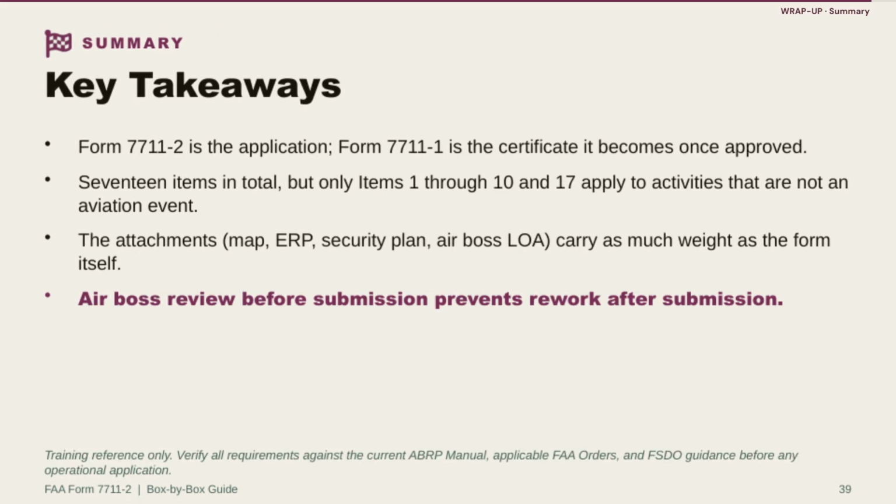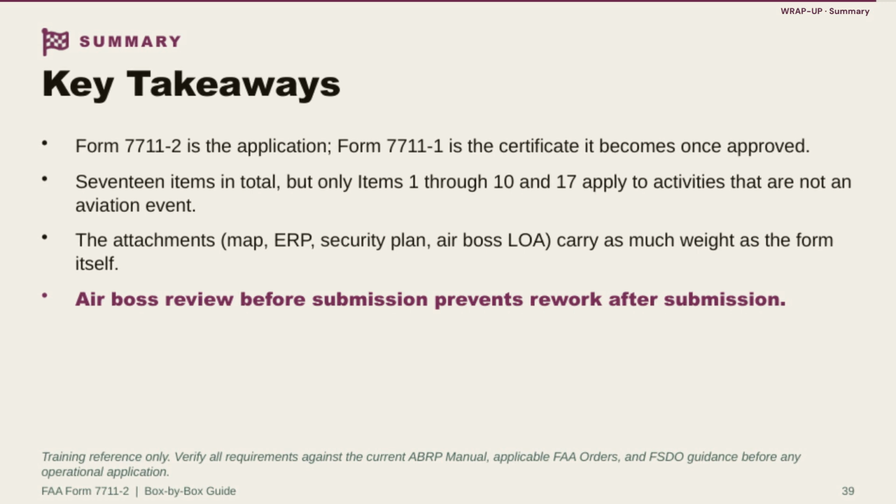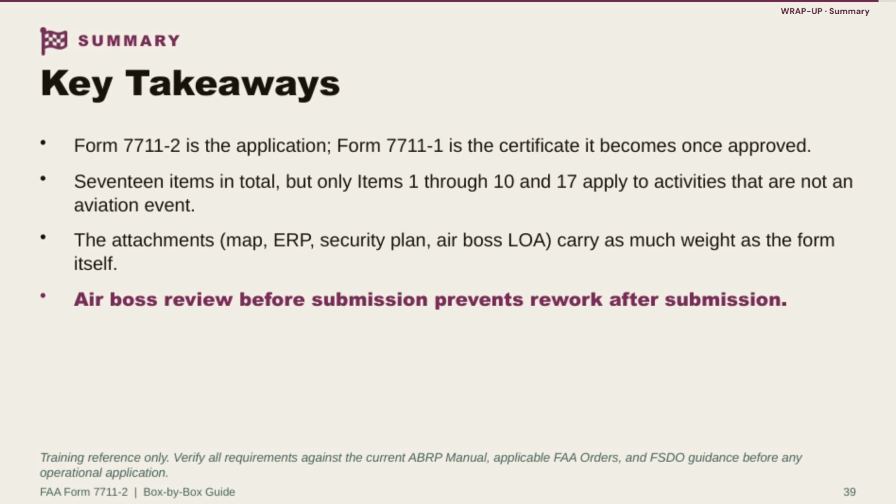Let's bring this together. Form 7711-2 is the application. Form 7711-1 is the certificate it becomes once the FSDO approves it. There are 17 items in total, but only items 1 through 10 and the certification in Item 17 apply to activities that aren't aviation events, while the remaining 6 items are specific to air shows and similar events.